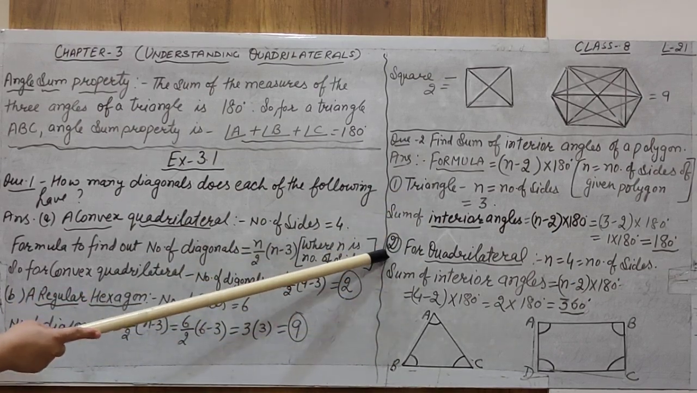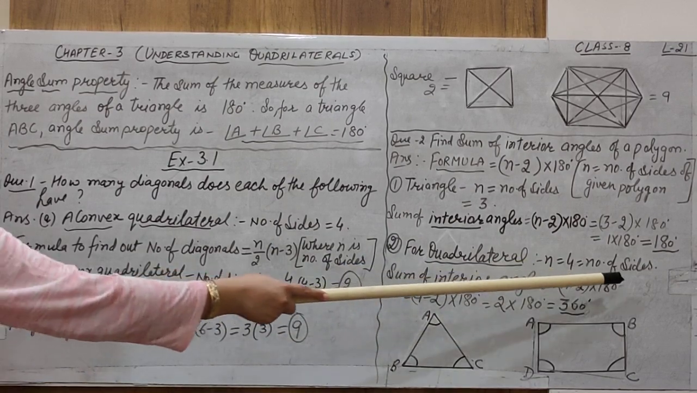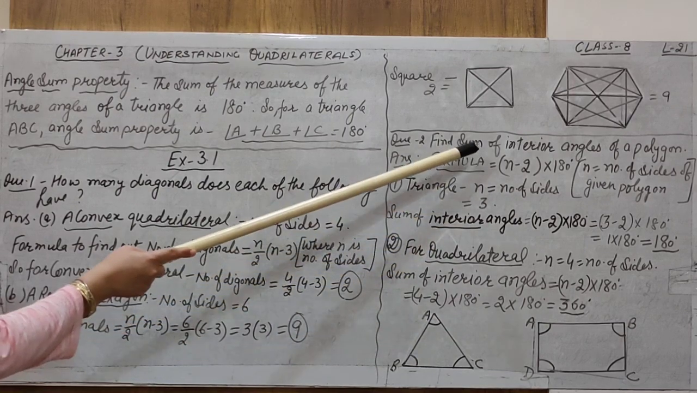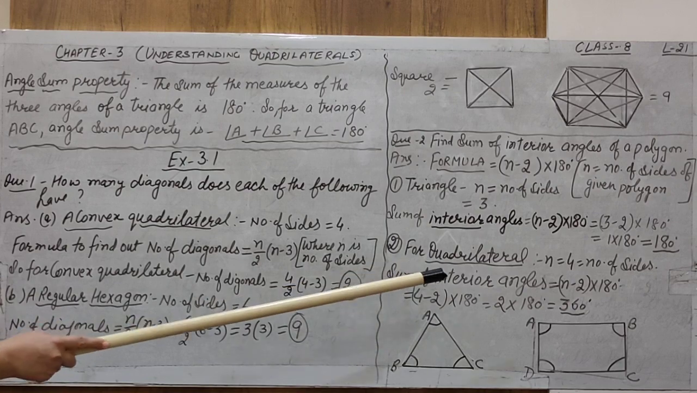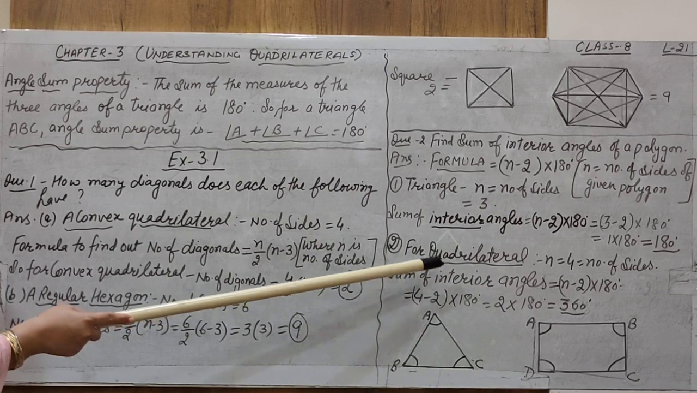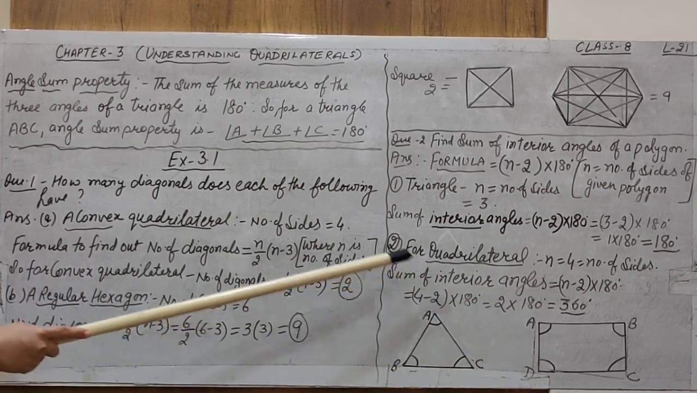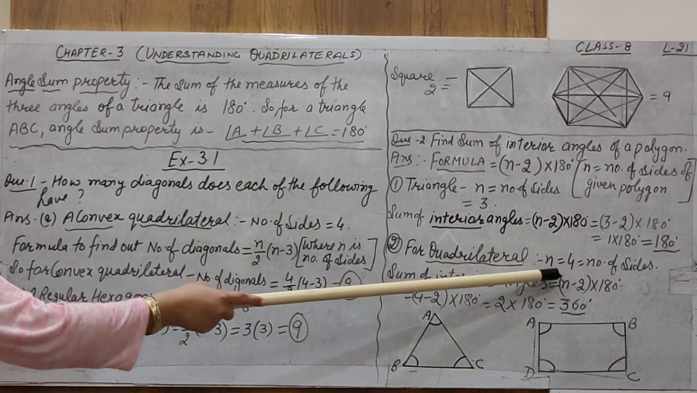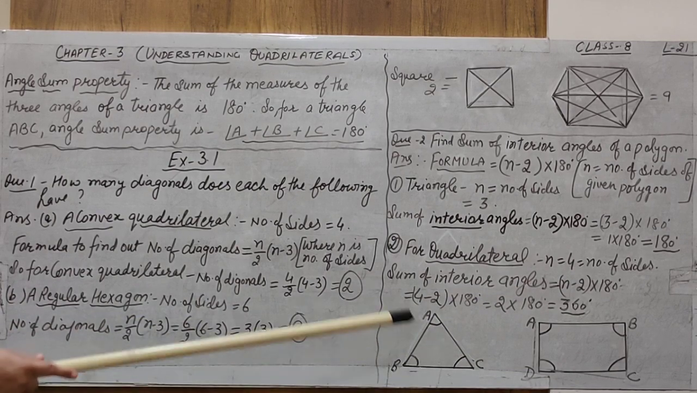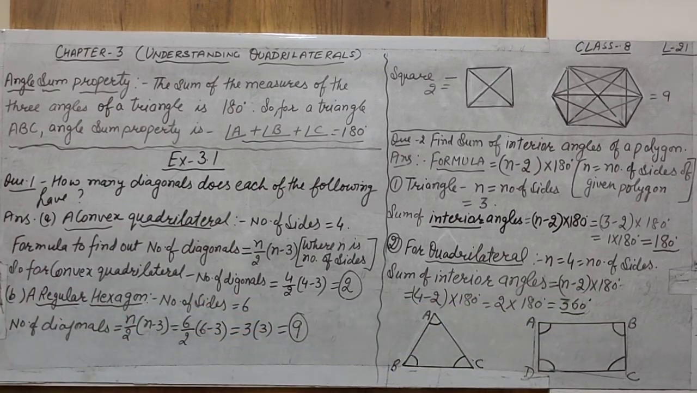Next, for a quadrilateral, in which we have 4 sides, n is equal to 4 for all the quadrilaterals. We have to find out the total sum, not the one by one angle measurement. So for the rhombus, the square, the rectangle, the kite, or the trapezium, the formula is similar for all the quadrilaterals. n is equal to 4, that is, our number of sides is equal to 4. So the sum of interior angles is n minus 2 into 180 degree.